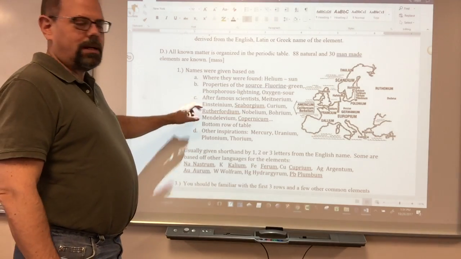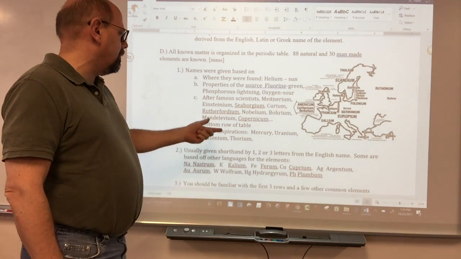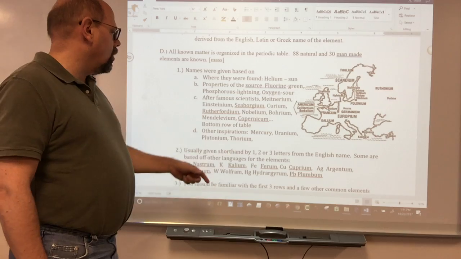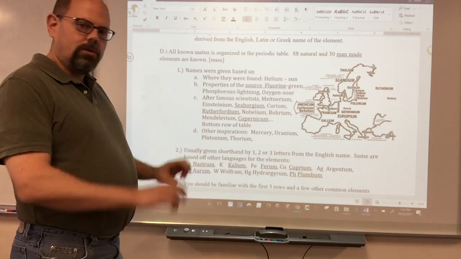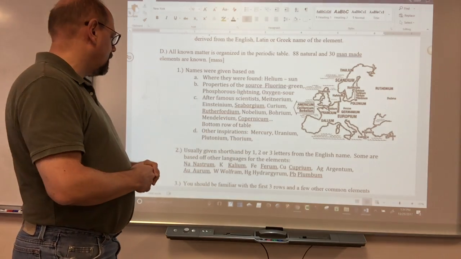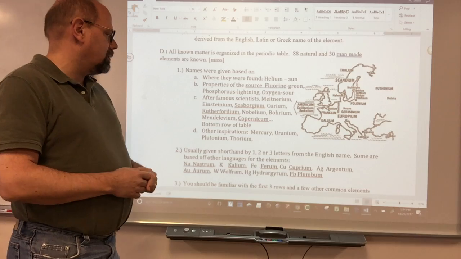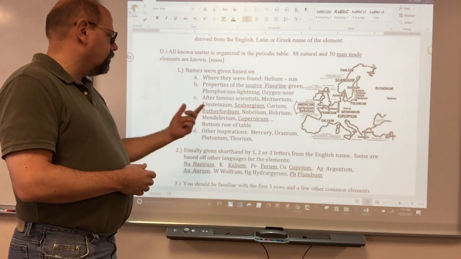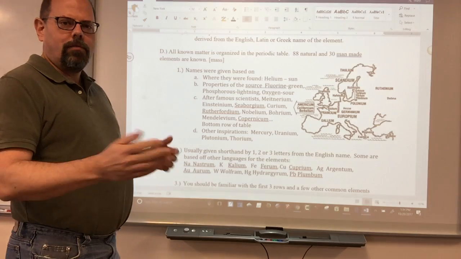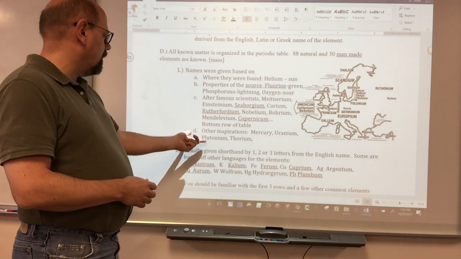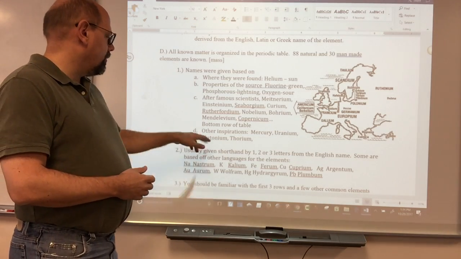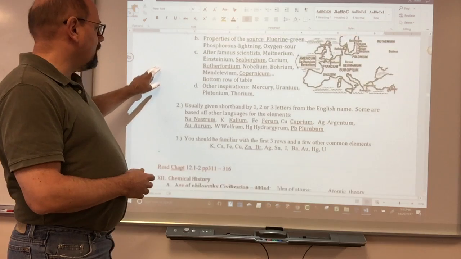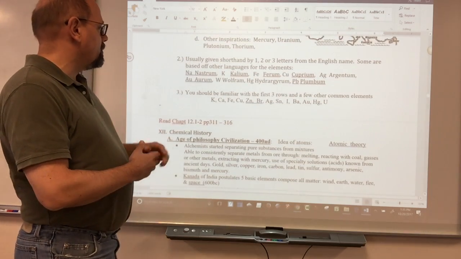Others are named after famous scientists like Einstein or Madame Curie, Rutherford, Nobel. You'll notice those are at the bottom of the periodic table a lot of times. And some had just mythic inspirations, like Mercury was the god of the messengers of the gods. Uranus, which is the Titan who gave birth to the gods in Greek mythology. Pluto and Thorium. Pluto is the god of the dead. So you'll see that the names come from inspirations.